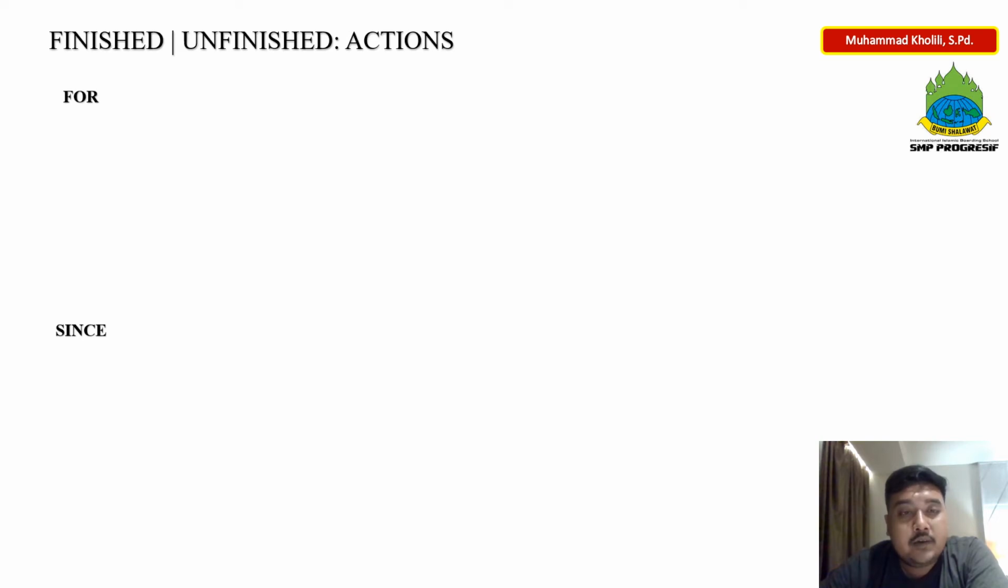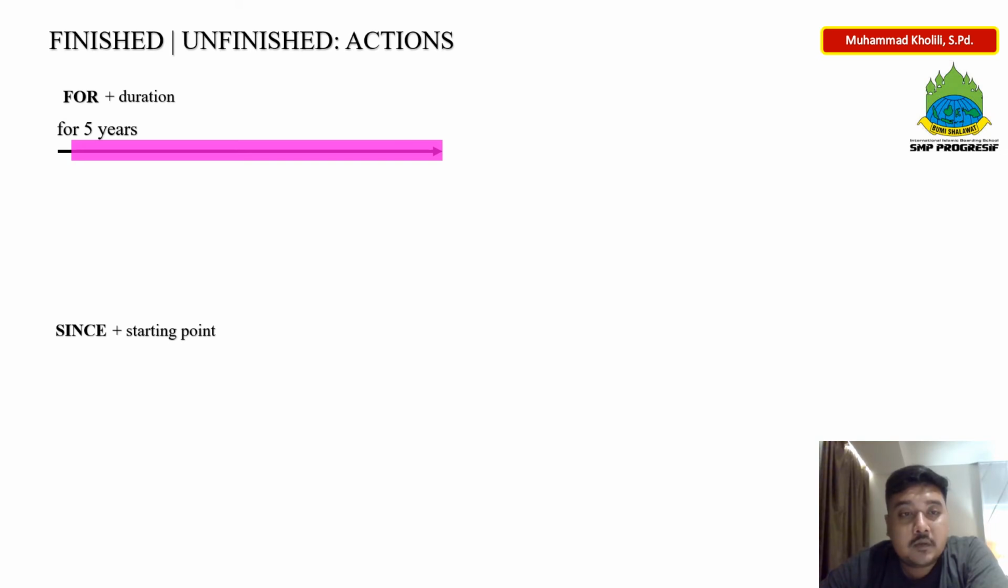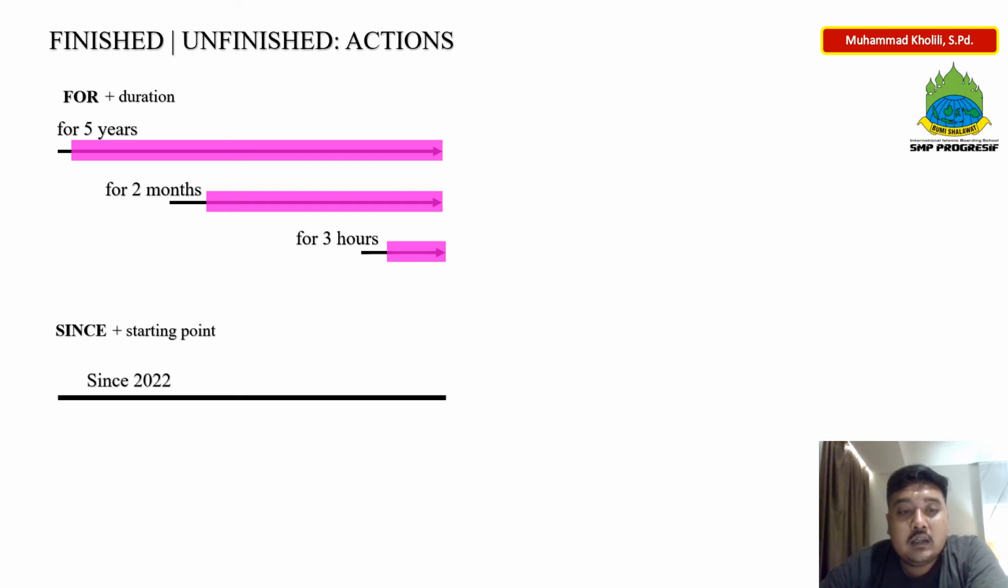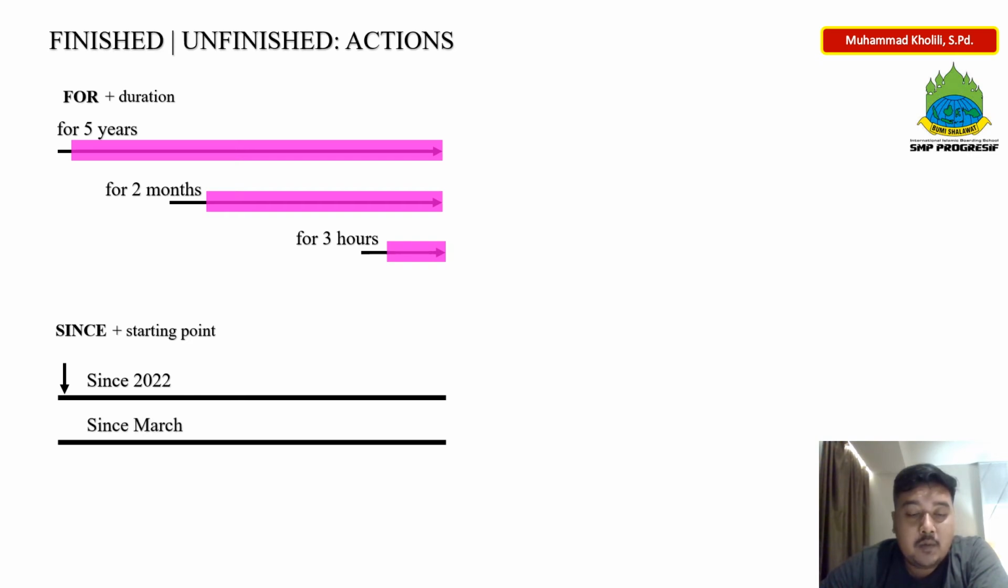Okay, we cannot differentiate those two tenses without looking for the "for" and "since." For plus duration, and since plus the starting point. For plus duration: for 5 years, for 2 months, for 3 hours. Since plus starting point: since 2022, it is the starting point. Since March.